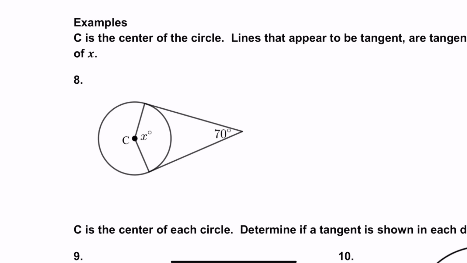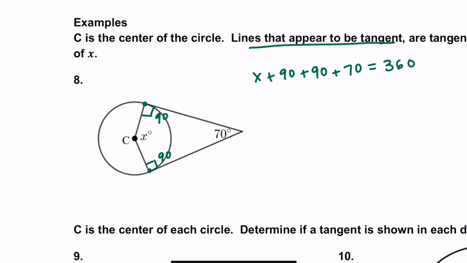Now, the lines that appear to be tangent are tangent. So these are tangent lines right here because it looks like it only goes through the circle in one spot. Which means if they're tangent lines, they make two 90-degree angles at the point of tangency. So if I add all four of those angles, this is 90, 90, x plus 90 plus 90 plus 70 equals 360.